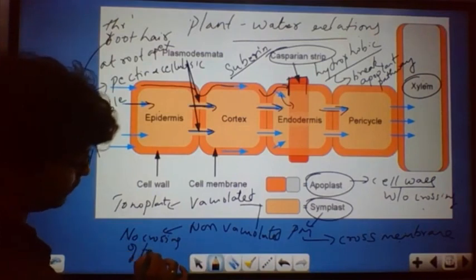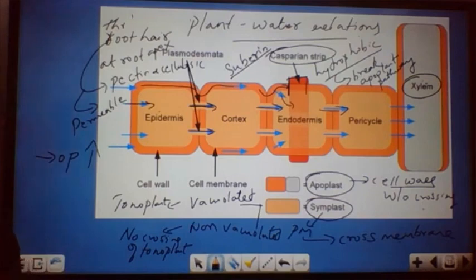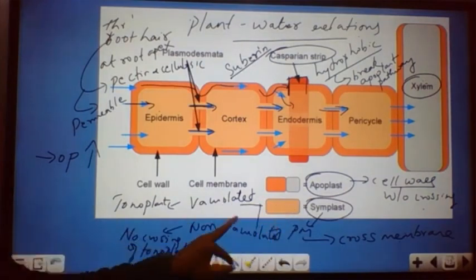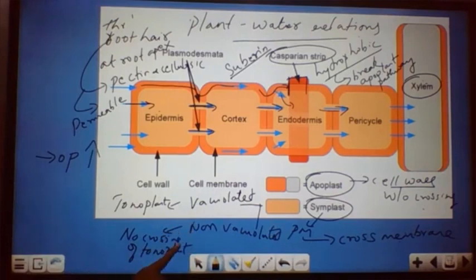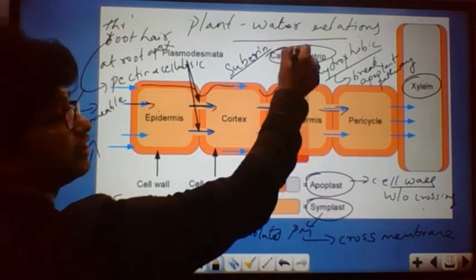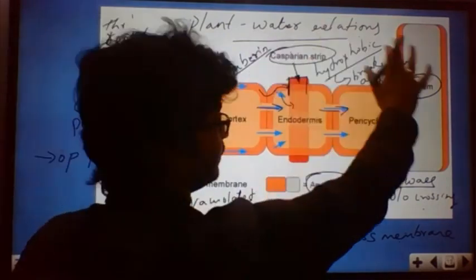What is the tonoplast? The tonoplast is the outermost layer of the vacuoles. If it is a vacuolated symplast, it definitely crosses the layer of the vacuoles, but a non-vacuolated one will not cross even the tonoplast of the vacuoles. By this, we can differentiate symplast into vacuolated and non-vacuolated. Questions come from this part, either from apoplast or symplast, or from the Casparian strip. Okay, fine. So we're done with this part.